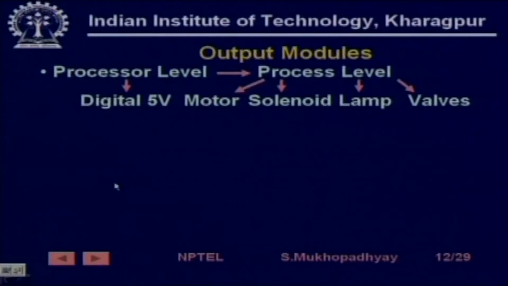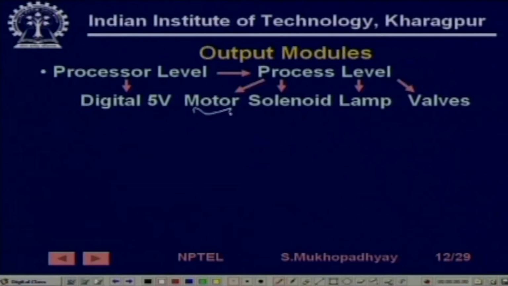Then we have output modules, they do the reverse, they translate processor level signals to process level signals. These process level signals then go to output devices like motors, solenoids, lamps, valves, they have to actually do work, right. So, they have to be converted in form, sometimes made analog or sometimes even on off kind of signals, but they have to be increased in power because they are supposed to do work, right.